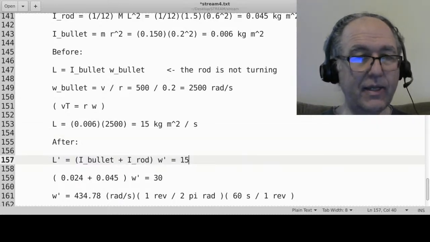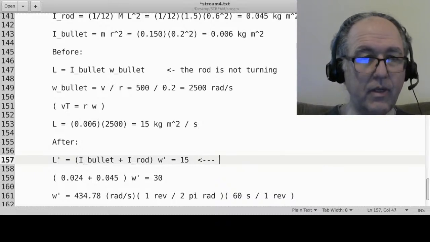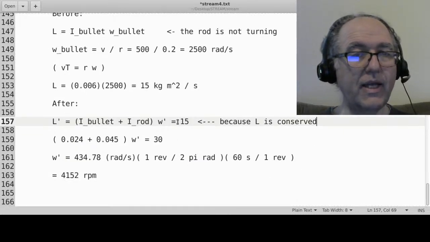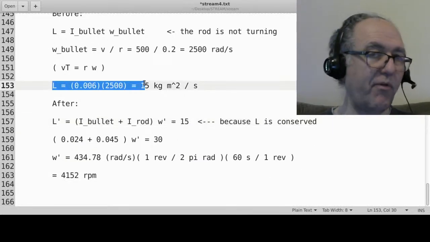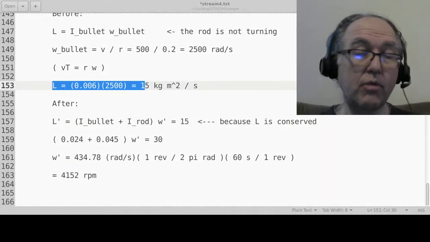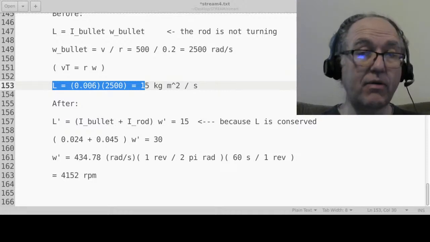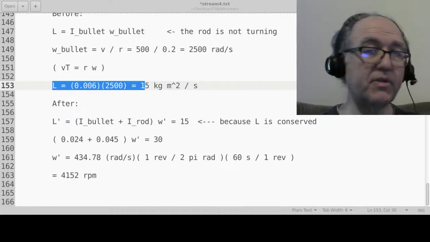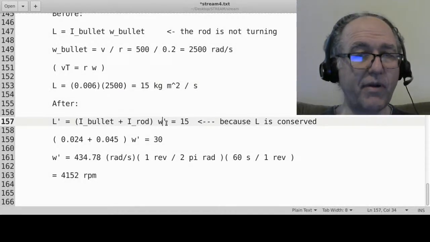It's going to equal 15, like that, because L is conserved. So it's 15 because that's what we got before the collision. The total angular momentum before the collision was 15 kilogram meters squared per second. So the total angular momentum after the collision has to be 15 kilogram meters squared per second. So that's where this is coming from.